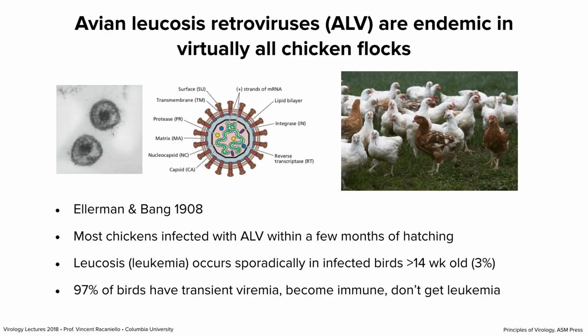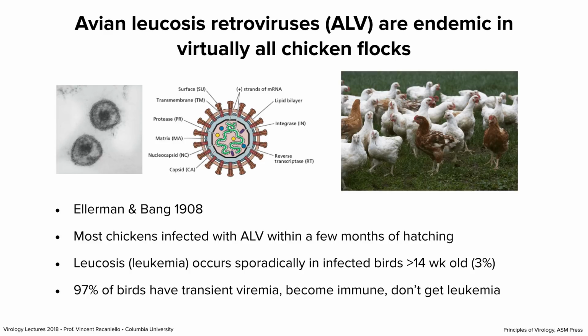all chicken flocks in the world, whether you raise them for meat or for eggs, they're infected with avian leukosis viruses, ALVs. They're endemic in all chicken flocks. These are retroviruses. And they were first discovered to cause these leukemias, leukosis, leukemia, a cancer of white blood cells, by Ellerman and Bang in 1908. So they actually discovered the first cancer virus, but as I said, in 1908, people didn't think leukemia was a cancer. So Rous got the credit.